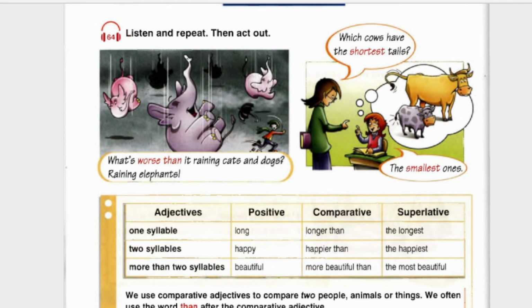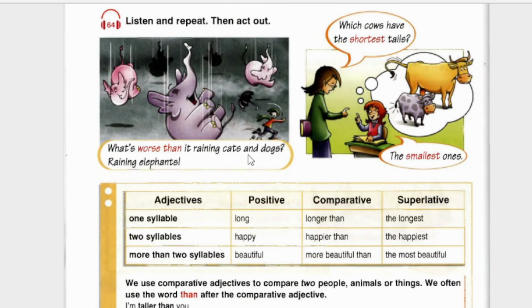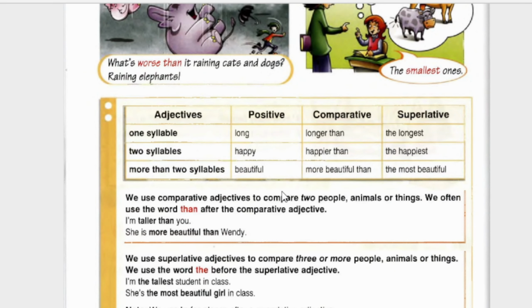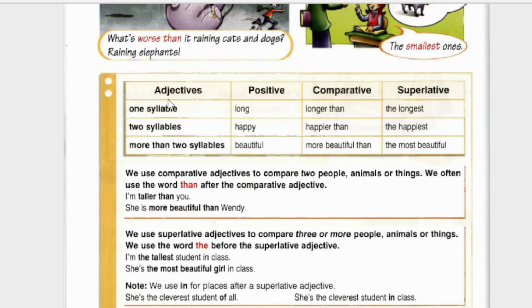Okay, we have listened to it. So as you can see, we compare two or three objects. So you can see, for example, here one is big and one is small. So let's check the grammar. Adjectives: one syllable, two syllable, and more than two syllables. For example, we can see one syllable, long; two syllables, happy; more than two syllables, beautiful.